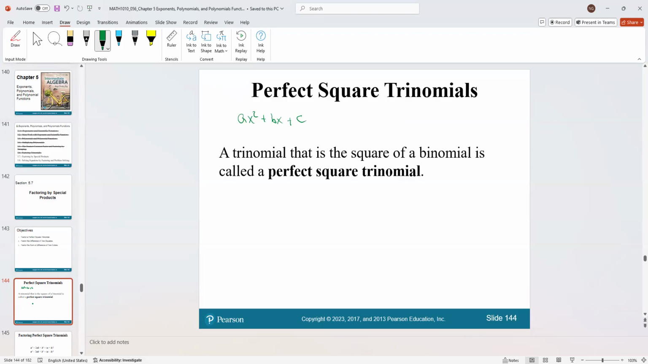So a trinomial is a perfect square trinomial if it can be written so that its first term is the square of some quantity a, its last term is the square of some quantity b, and its middle term is twice the product of the quantities a and b. So, if you want to define this one, you would say a trinomial that is the square of a binomial is called a perfect square.